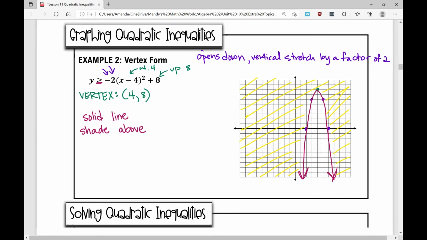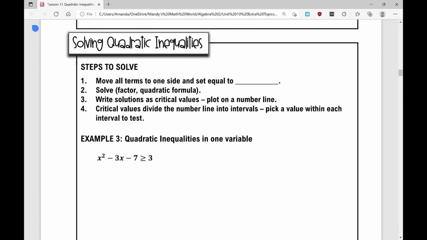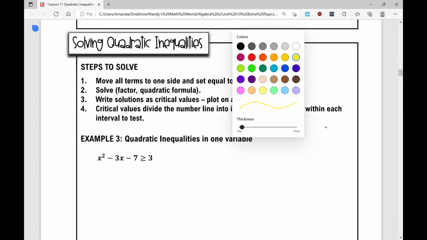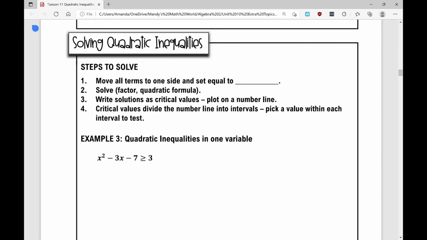Let's move on to the next set of examples. In these examples, we're going to be solving quadratic inequalities. So you'll find that on these next two examples, you're not going to see a y. You're only going to see one variable, and that's an x. And here are the steps that you're going to use to solve. You can refer to these steps whenever you're working on your assignment.